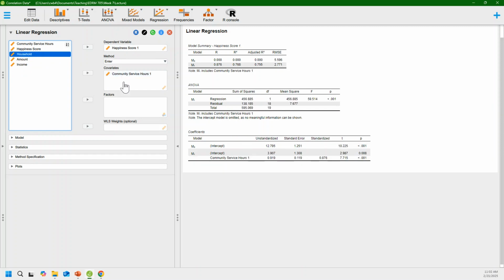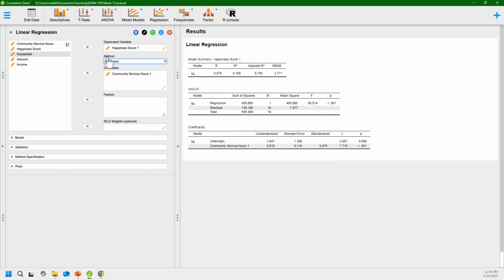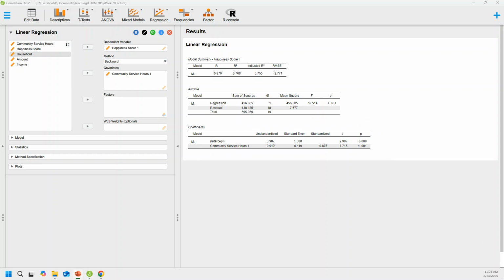What I want you to do, so that we get just one output, is select backward for the method. We're going to revisit this when we extend our analysis to multiple regression, but for now, just choose method equals backward. When you do that, I have multiple tables here. My regression analysis is in this last table with the heading coefficients. And so I'm going to go back to my notes so that we can talk about some of this output here.